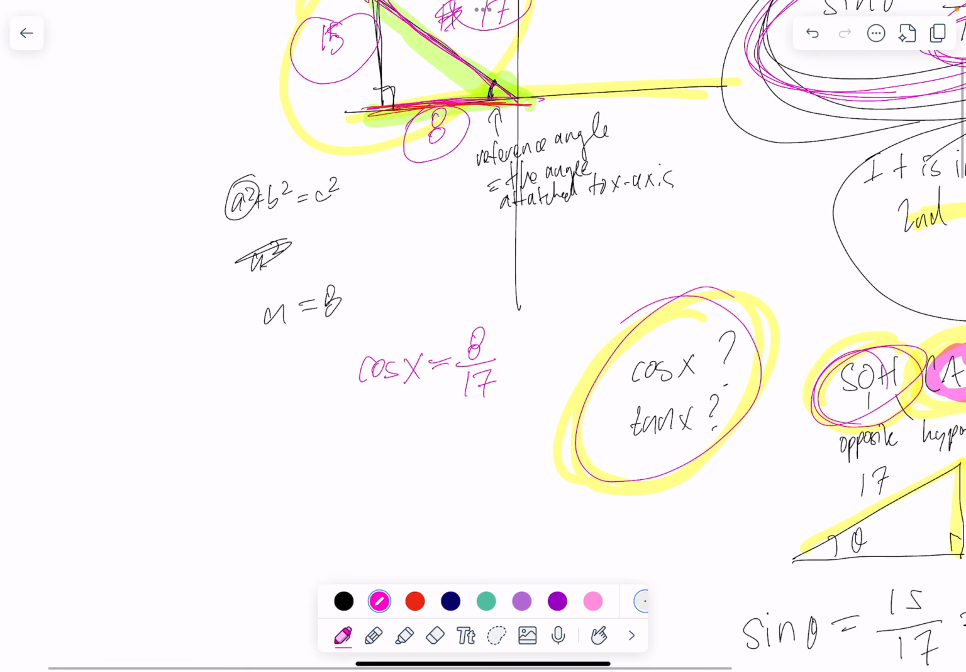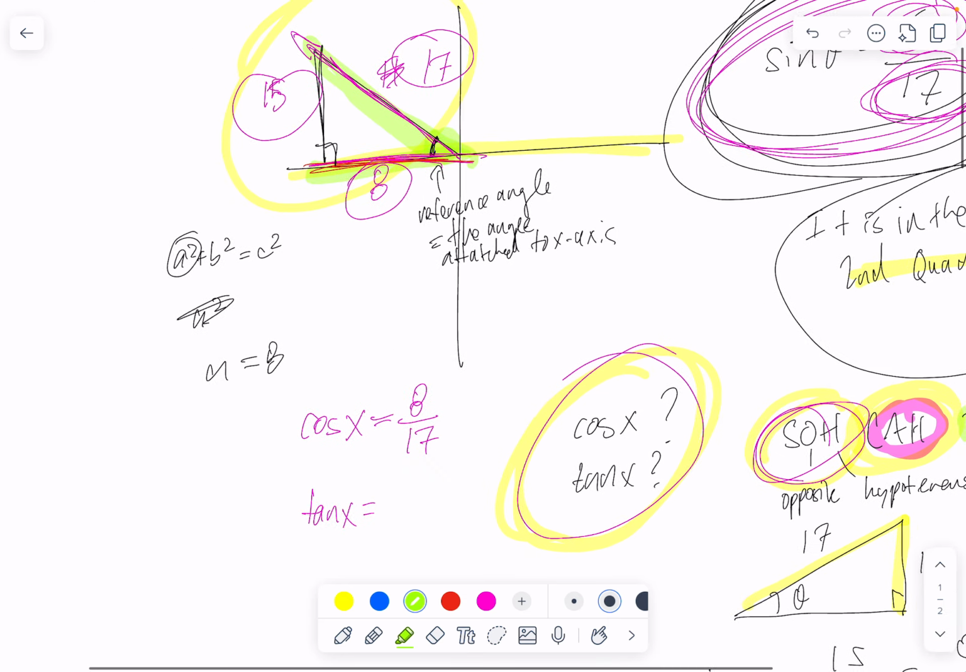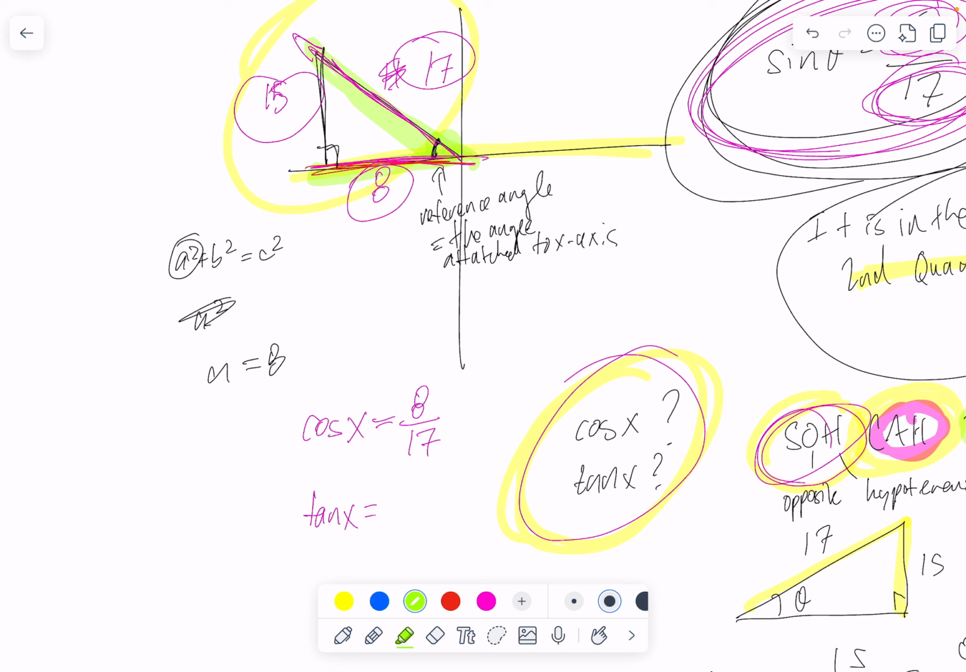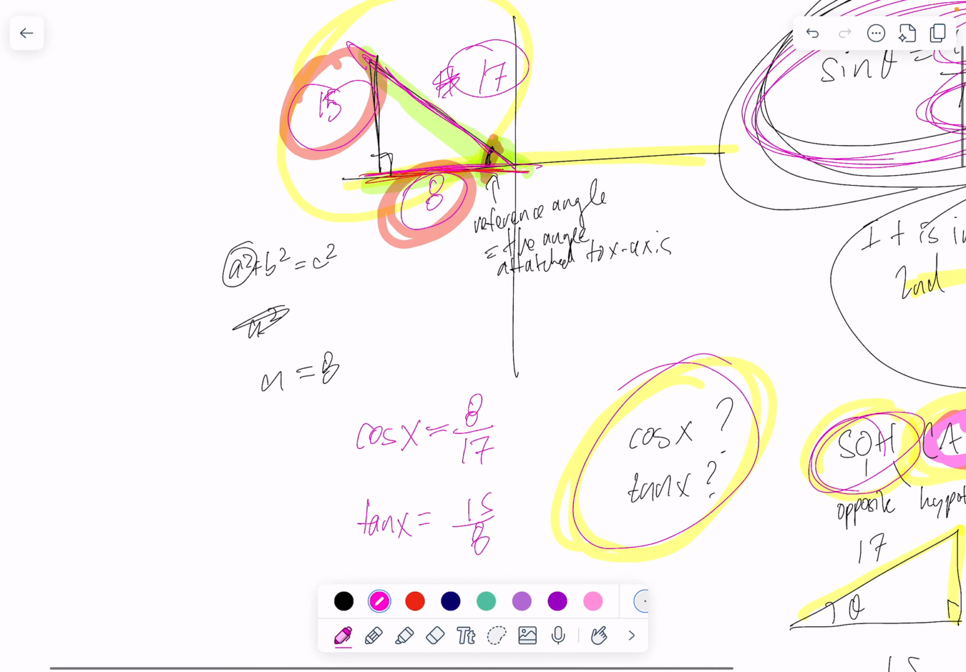Same for tangent. Tangent of x is equal to opposite over adjacent. If you go from this angle right here, opposite over adjacent is going to be 15 over 8. And yeah, that's pretty much it, I think.